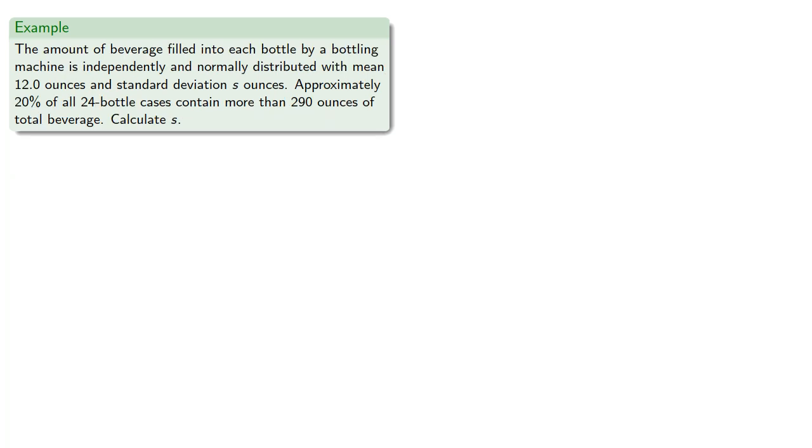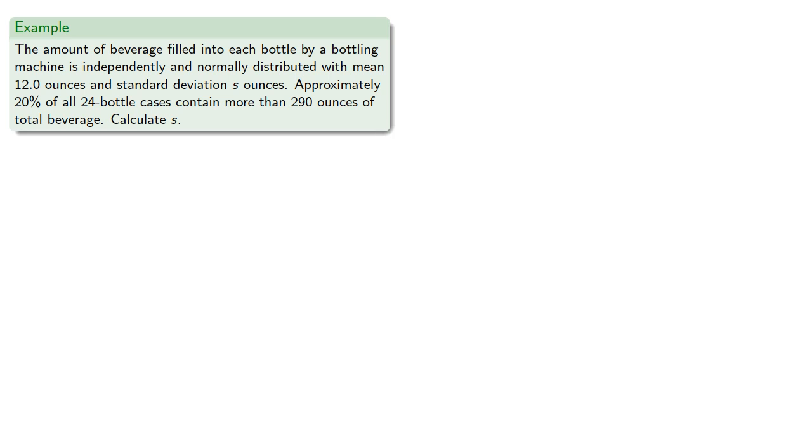Or let's consider another problem. The amount of beverage filled into each bottle by a machine is independently and normally distributed with mean 12 ounces and standard deviation something. Approximately 20% of all 24-bottle cases contain more than 290 ounces of total beverage. Let's find our standard deviation.